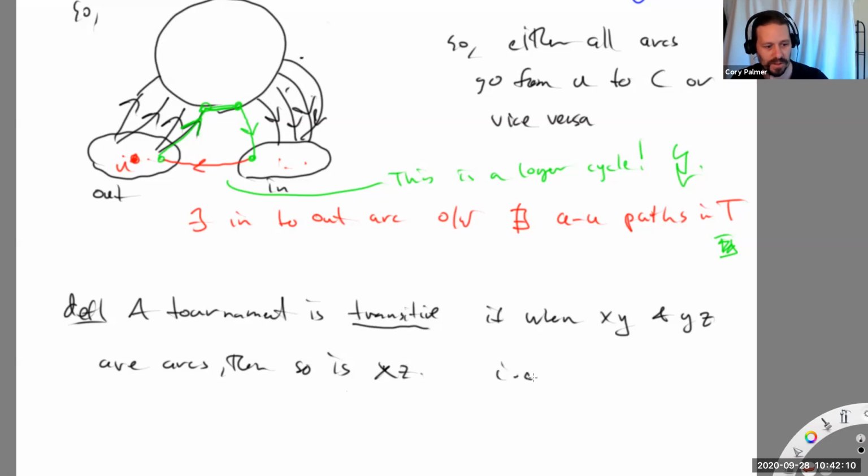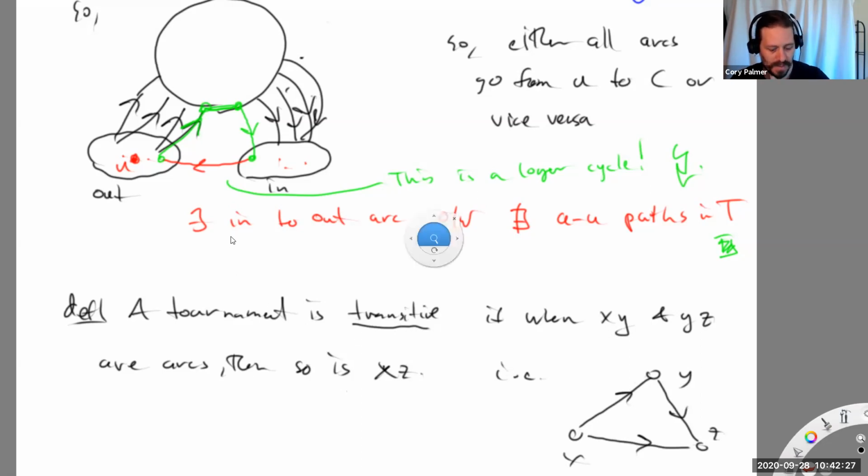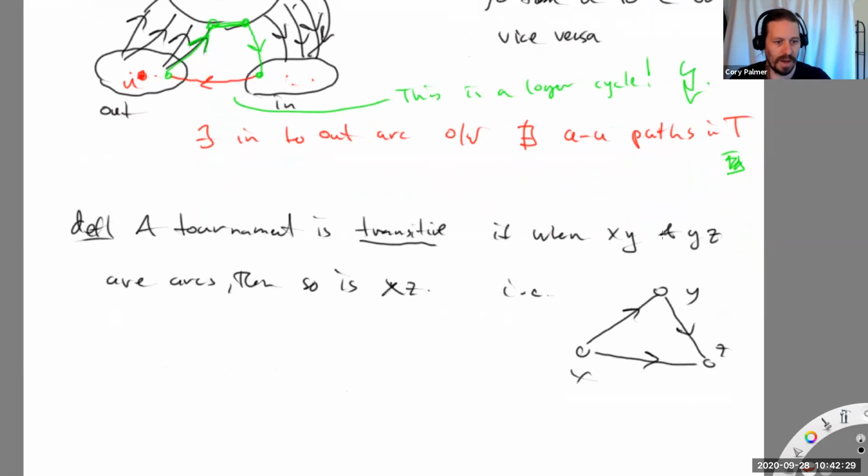Okay, so if I look at 3 vertices, x, y, and z, then whenever x points to y and y points to z, I should be able to take the shortcut x to z. Right? That's clearly the transitive property of mathematics, that we see right here. So if that property holds for all triples of vertices in my tournament, then the tournament is called transitive. Okay. Why is this thing desirable?